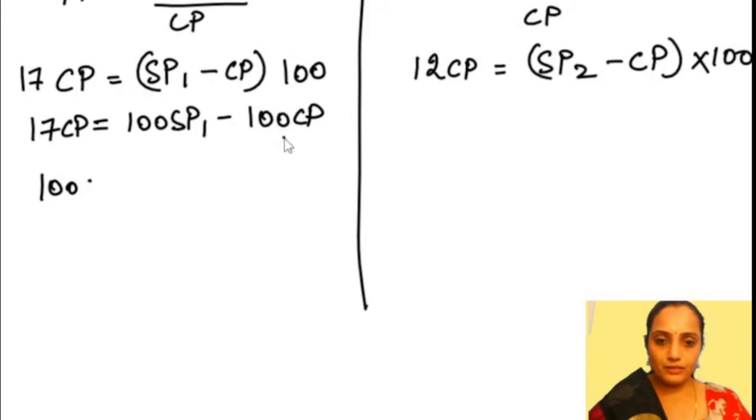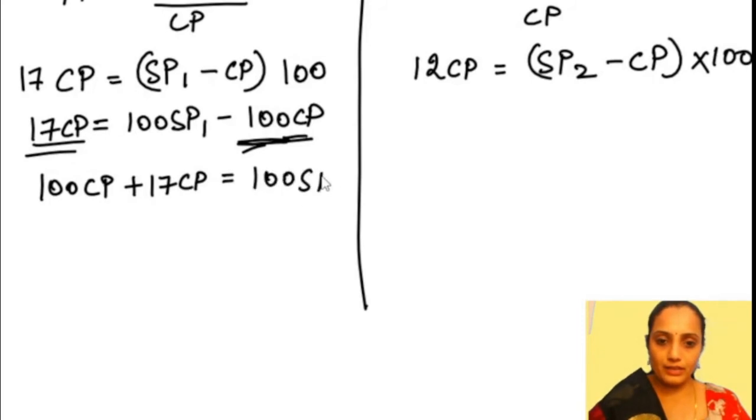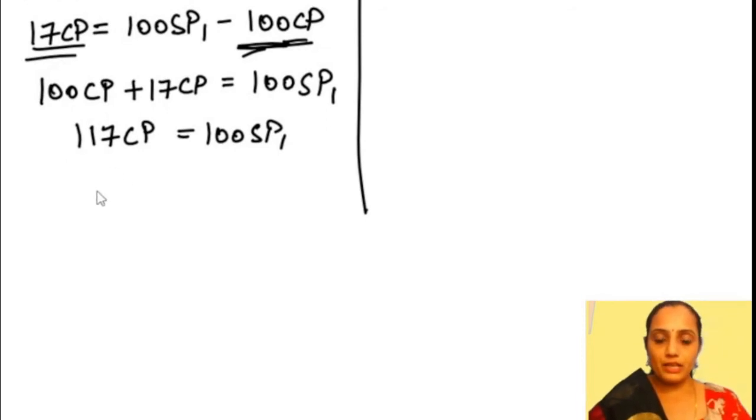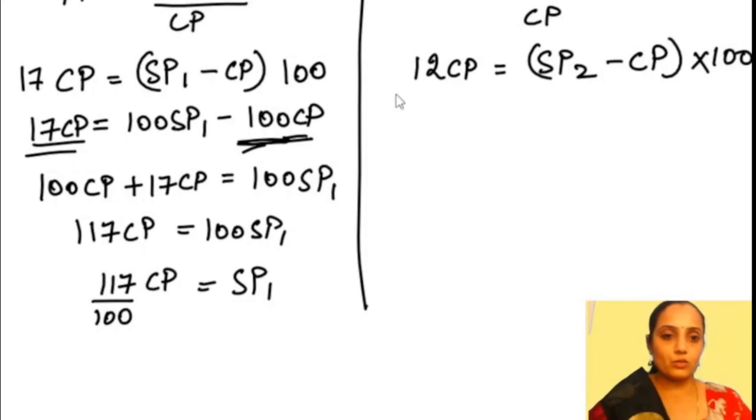We can take this 100 CP to the other side so that we have CP minus CP, two like terms. 100 CP plus 17 CP is equal to 100 SP1. So this becomes 117 CP is equal to 100 SP1, which gives us 117 CP divided by 100 is equal to SP1.